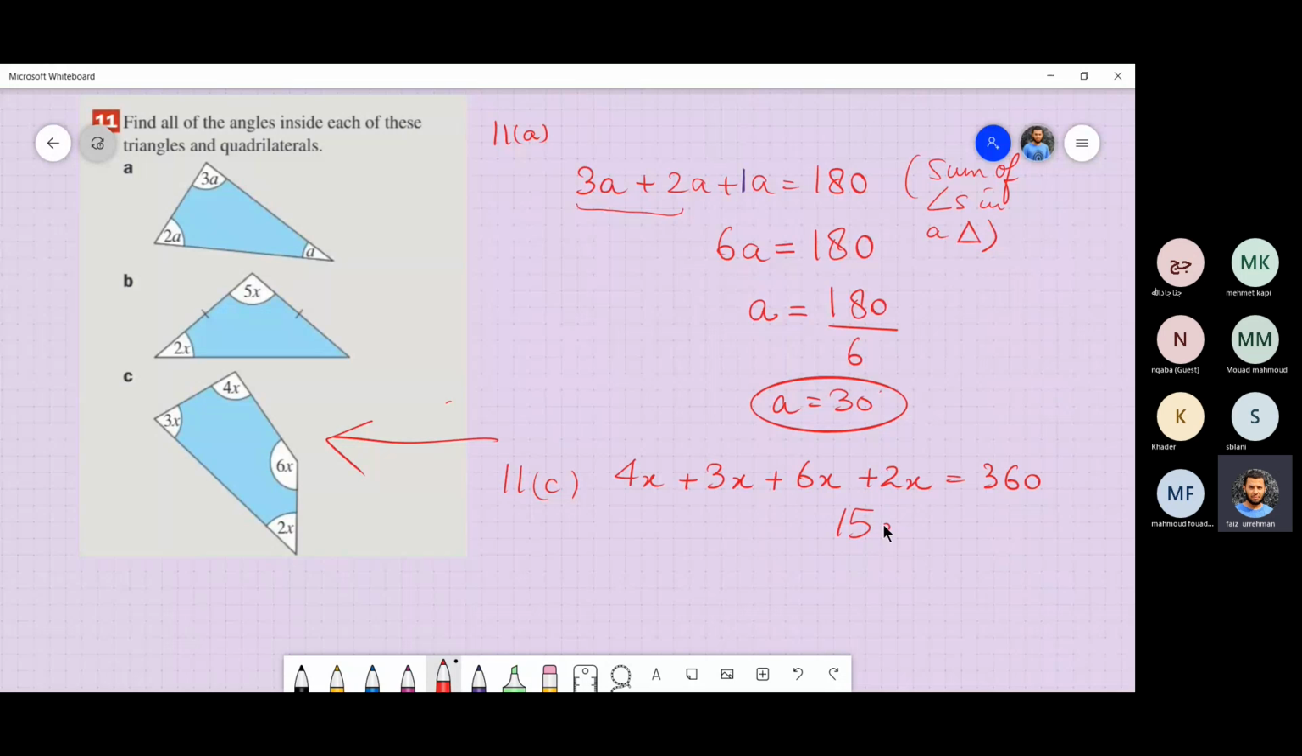So, Jad, why are you so quick? That's why you are making mistakes. You are very, very quick.